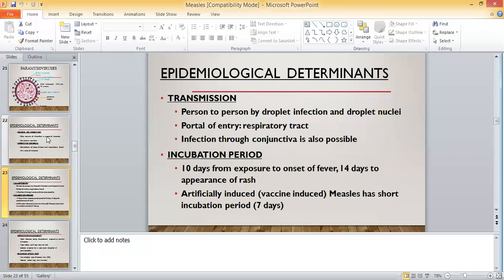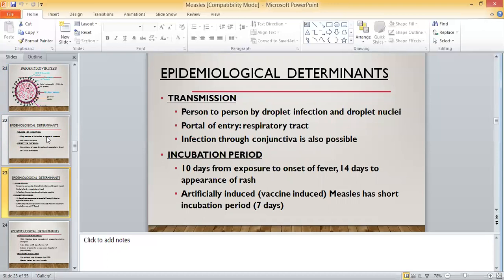Transmission is person to person by droplet infection and droplet nuclei. The portal of entry is the respiratory tract. Infection through the conjunctiva is also possible, but in rare cases. The incubation period, as we already discussed, is from 10 up to 14 days until the appearance of the rash. Artificially induced measles has a short incubation period of 7 days.